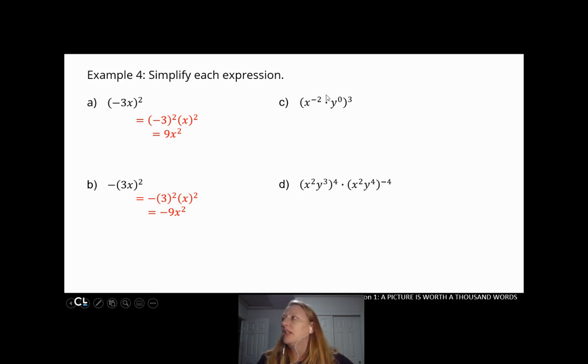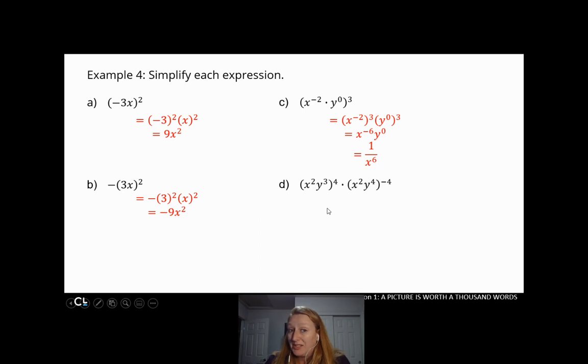So this is x to the negative 2 power raised to the third power times y to the 0 power raised to the third power. And of course, negative 2 times 3 is a negative 6. 0 times 3 is 0. So this becomes a 1, and I'm going to rewrite this instead of x to the negative 6, just like earlier. I'm going to rewrite it as 1 over x to the 6. Just a little neater, a little nicer, fewer negatives.